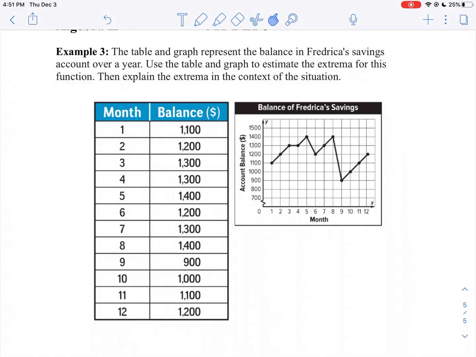Reviewing our last question, our last example here, it says the table and the graph represent the balance in Frederica's savings account over a year. Use the table and the graph to estimate the extrema for this function. That is, I want to find the relative minimum and maximum of this function. Then explain the extrema in the context of the situation. Let's start with the relative minimum.